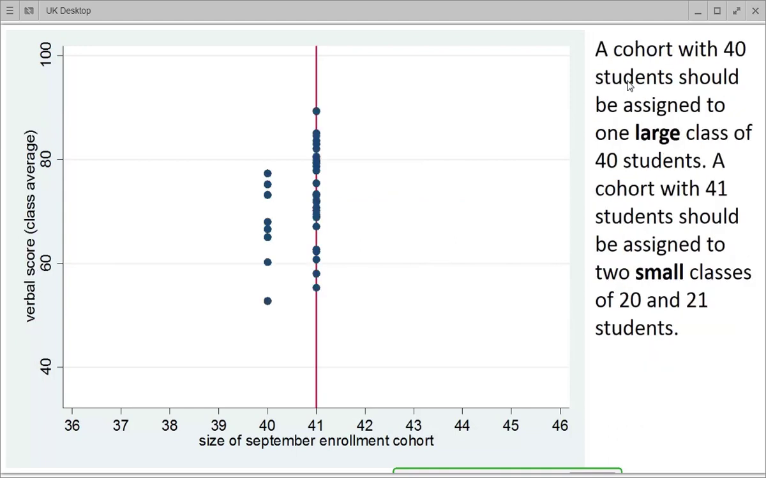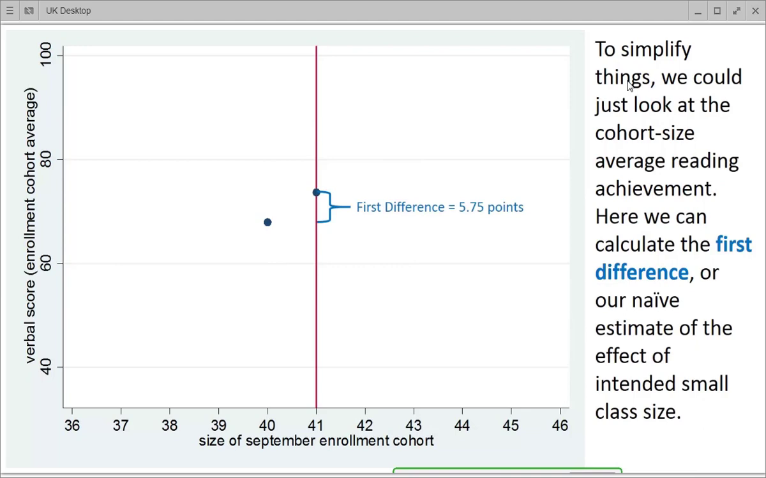So all I've done is go from all of the data points to, within each enrollment size, the mean of each group. So we can easily visualize the mean difference of the cohort of 41 students compared to the mean of the cohort of 40 students, and again, that's comparing small classes versus large classes. We can calculate a first difference, our initial naive estimate of the impact of being in a smaller classroom versus a larger classroom. So we might come up with that difference of 5.75 points, walk along our merry way and say, hey, small classes are better.